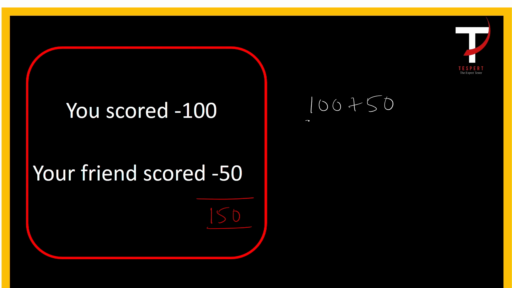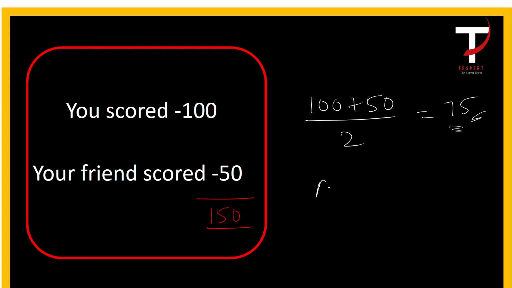And to calculate average, how do we calculate that? 100 plus 50 by number of candidates, that is 2, right? So the average marks scored by your friend and you is 75. This is the average. That means on an average your score is 75 and your friend's score is also 75. And if we had not known much more information about your marks, we would have considered both of your marks as 75. So we can also calculate the total marks with this average.